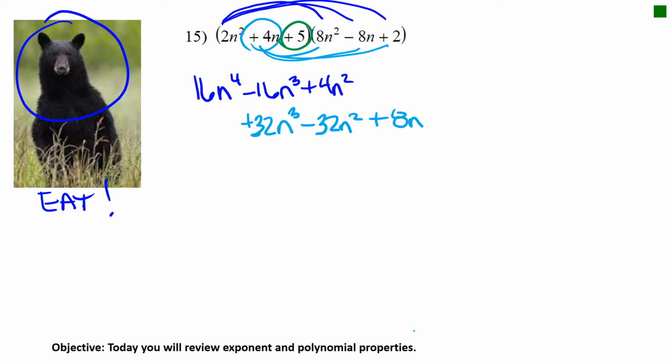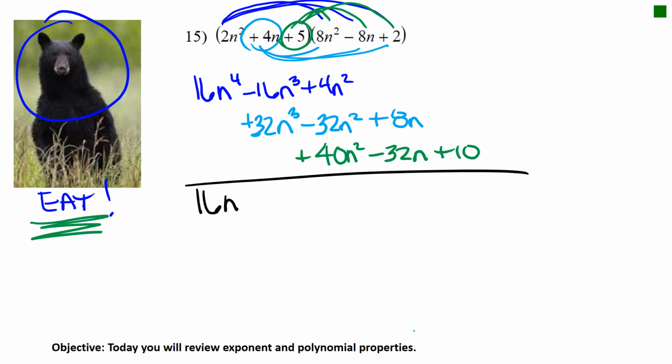Positive 5, you guys, this is the last term we're going to multiply, and then we get to go have a snack. 5 times 8 is 40, that goes in the n squared, and it is positive. 5 times negative 8 is negative 32, that goes in the n, and 5 times 2 is positive 10. Let's add this up, let's finish, we are done. 16n to the 4th, negative 16 plus 32 is a positive 16, that's the n to the 3rd. 4 minus 32 is negative 28, plus 40 is a positive 12, that's the n squared. 8 minus 32 is a negative 24, that's the n, and then we have plus 10 at the end.